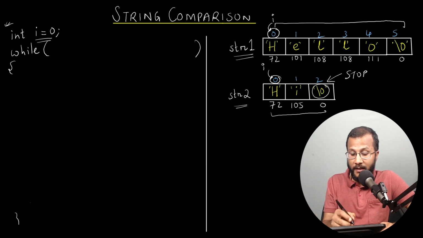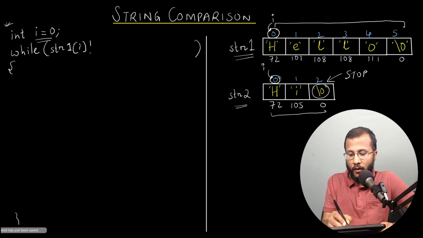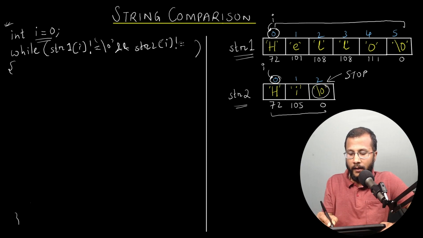So I'll repeat the process if in string 1, str1, the element at index I is not equal to null, and also in string 2, str2, the element at index I is not equal to null. When both the characters are not null, then I'll have to repeat something. What do I repeat? It is very simple. I'll have to compare the characters.